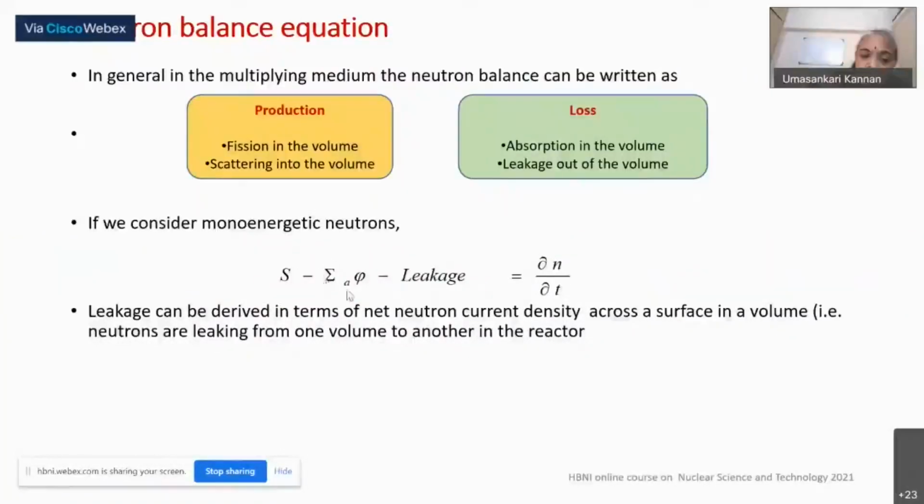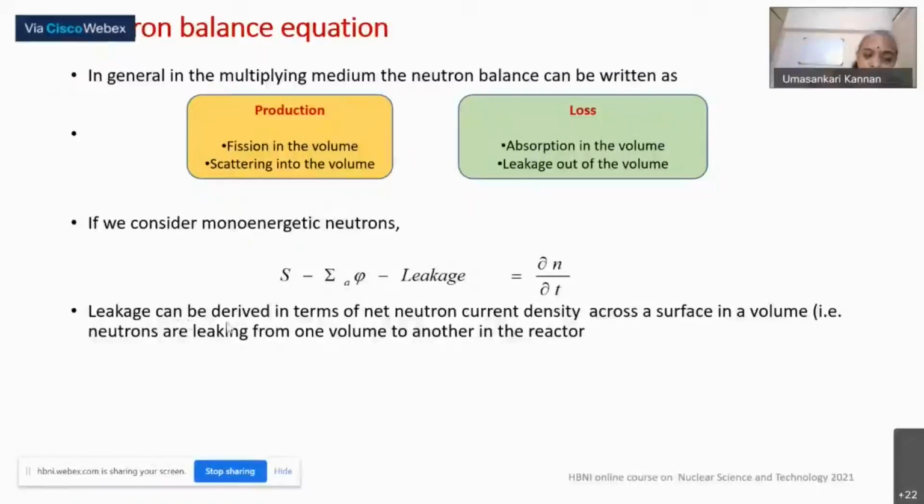Sigma A into phi is the reaction rate. This I have already impressed upon you. That is, this is the macroscopic absorption cross-section multiplied by the scalar flux. This gives you the reaction rate, and this sigma A into phi is going to be the total loss or absorption in the volume. And the leakage can be written as just leakage right now. I will derive an expression for this shortly. So S minus sigma A phi minus leakage is going to be dN by dt.